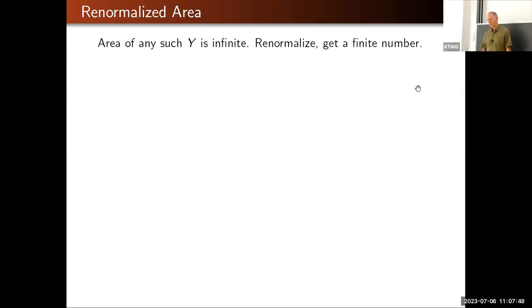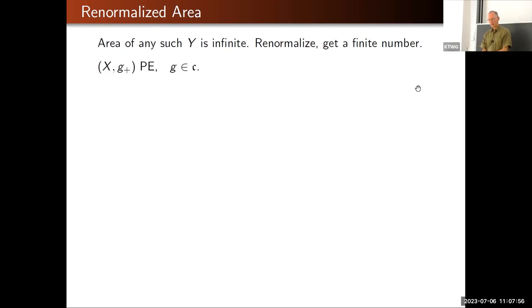So of course, the basic geometric invariant of any geometric space is its volume or its area. But any one of these minimal submanifolds has infinite area. It's easy to see because the induced metric blows up. But there's a renormalization procedure that you can associate a finite number, which is some substitute for the area.